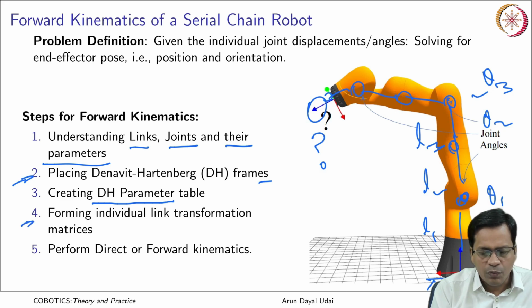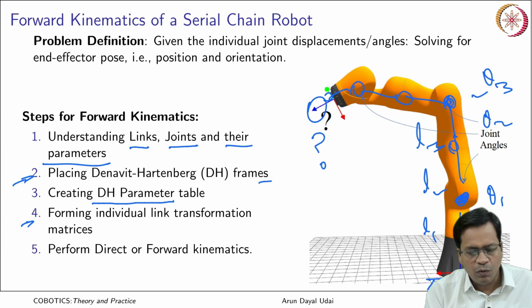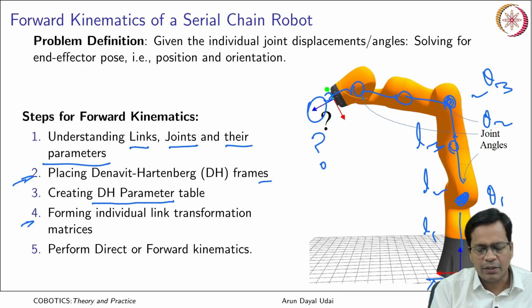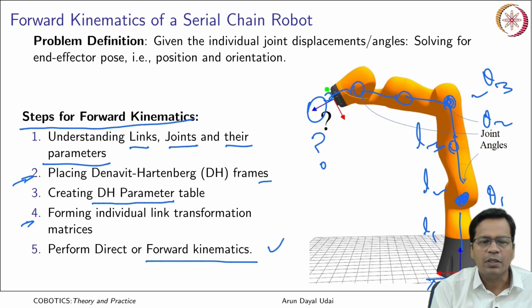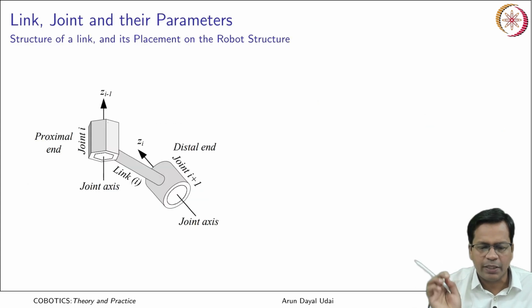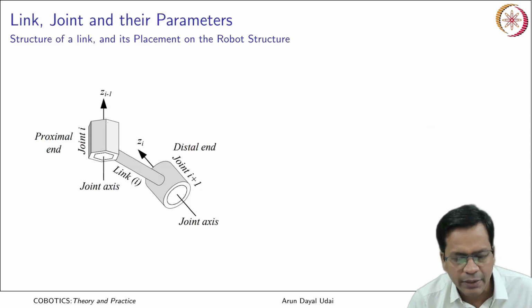Fourth would be forming the individual link transformation matrix. We'll form a link transformation matrix that would transform the points from the start of the link to the end of the link. Then we'll perform the direct kinematics, or forward kinematics, of the robot. So these are the steps for doing forward kinematics. Let us begin with the link, joint and their parameters.